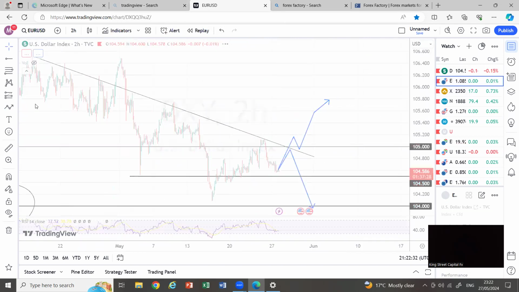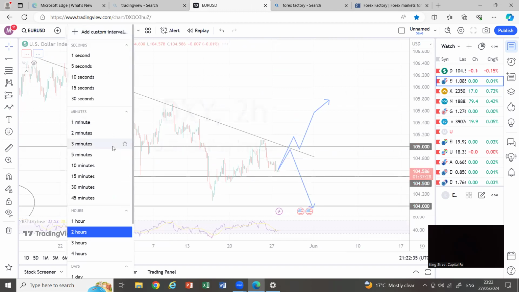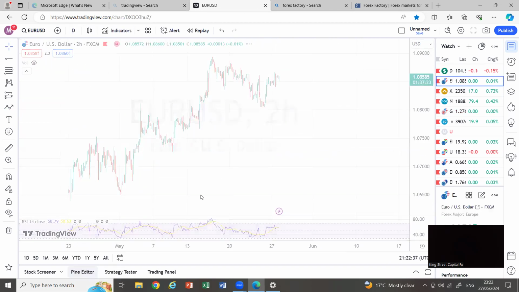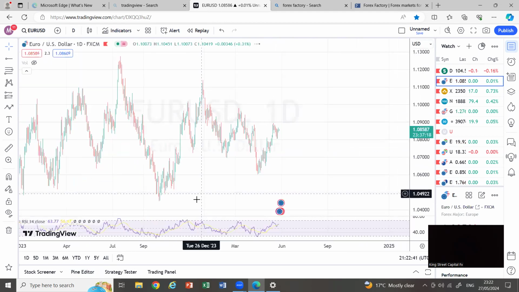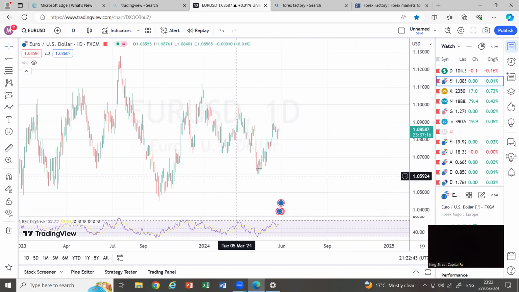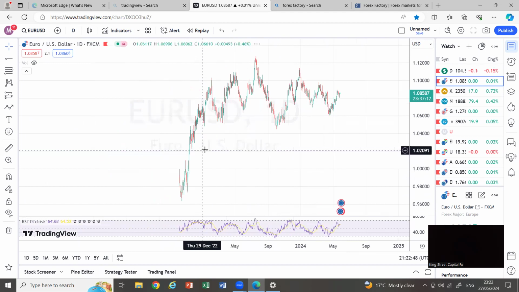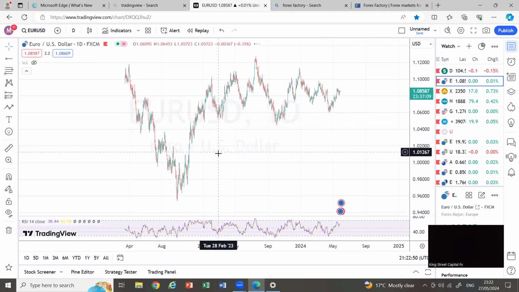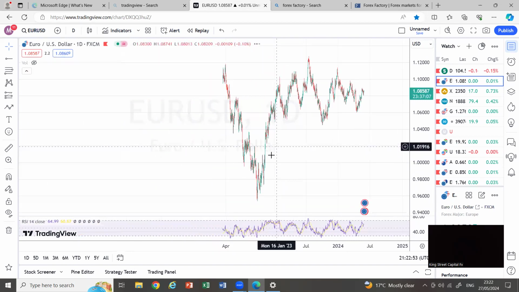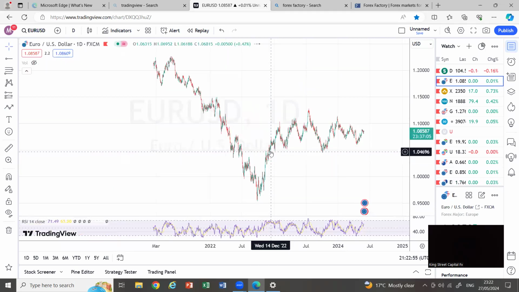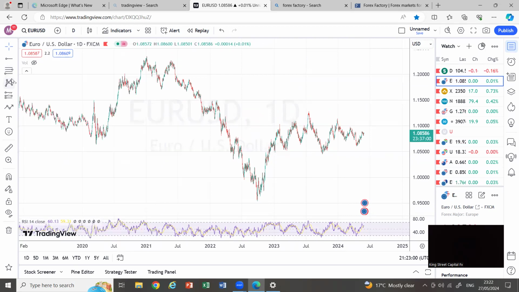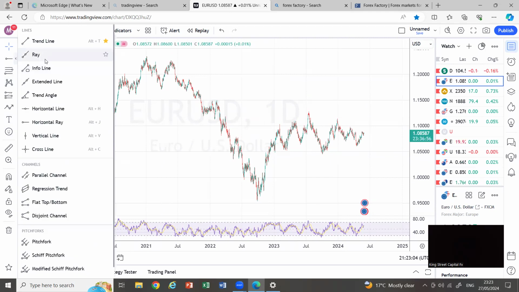Let's move on to our next pair, Euro USD, which is my favorite. Euro USD and dollar index always have an inverse chart, so they look similar but would always go towards the opposite direction of each other. All right, so if we start with a daily, we're going to identify our major levels as always.